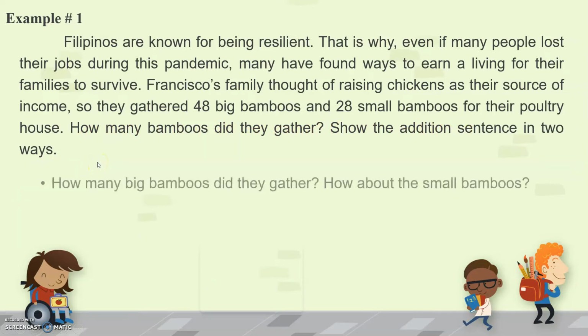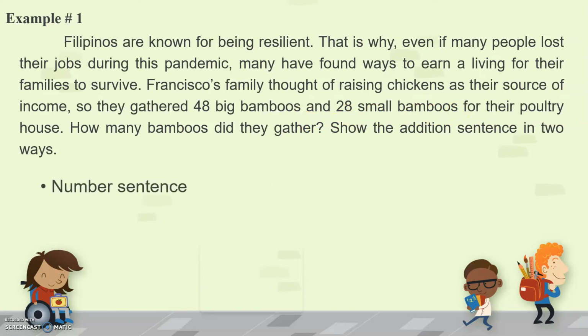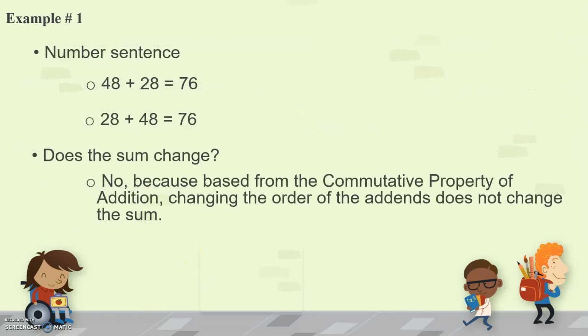Okay? So, let's see. Ayan. So, for question number 1, how many big bamboos did they gather and how many small bamboos? Ayan. So, the answer is they gathered 48 big bamboos and 28 small bamboos. For question number 2, what is the number sentence? So, show the addition sentence daw in 2 ways. So, paano ba yon? Ito yung first way that we can do this. Okay? So, 48 plus 28 equals 76. Ano pa yung isa pang way? We have 28 plus 48 equals 76. And they still got the same answer.